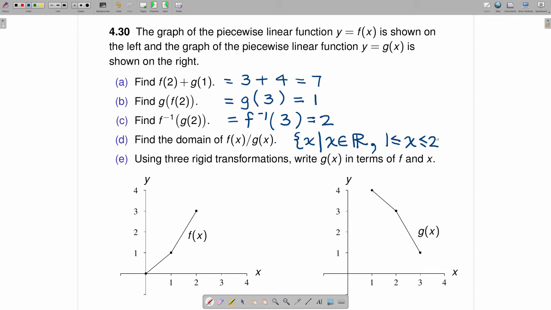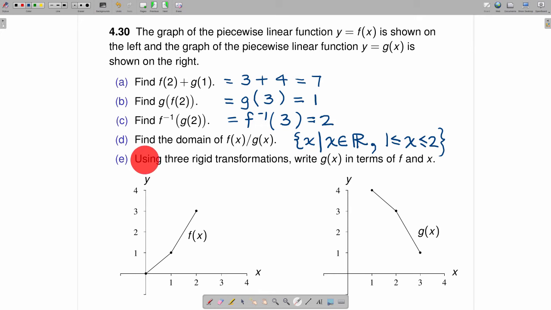and 2. You will notice that, if you're being careful, the denominator g of x, which is this function right here, on the range from 1 to 2 is never going to be equal to 0, so we do not need to be concerned about dividing by 0, and this will be the correct domain.